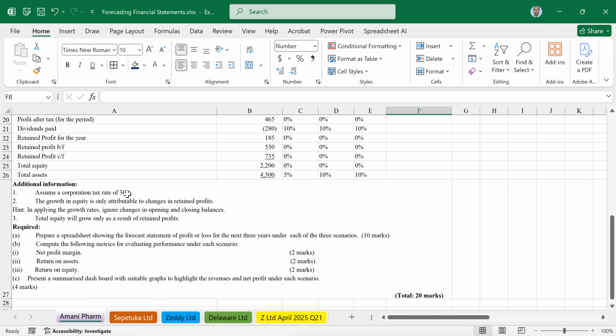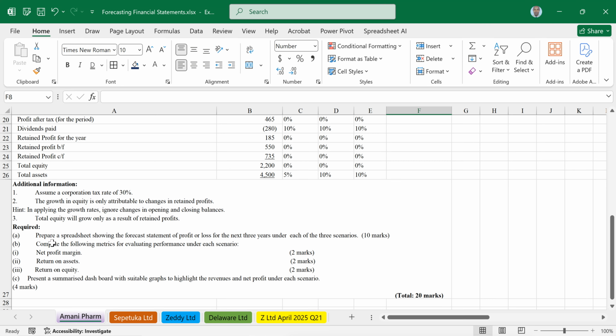Assume corporation tax rate of 30%. The growth rate in equity is only attributable to the changes in retained profits. They are saying, hint, in applying the growth rates, ignore the changes in opening and closing balances. Total equity will grow only as a result of retained profits.